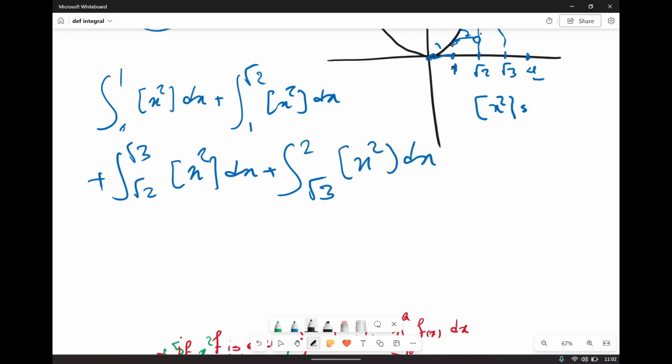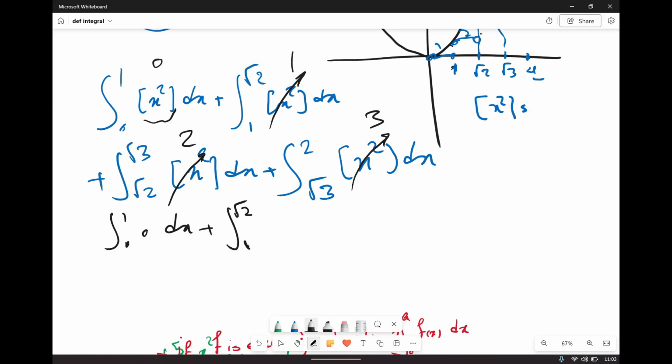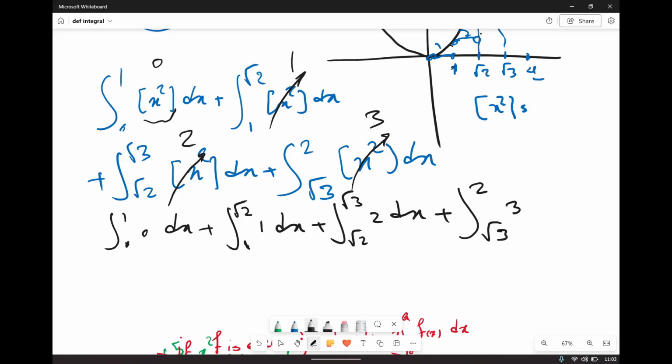What about the values? I told you this part is 0, between 1 and radical 2 is 1, this part is 2, and this part is 3. Therefore, our answer is integration of 0 till 1 of 0 dx plus integration 1 until radical 2 of 1 dx plus integration of radical 2 to radical 3 of 2 dx, and the last one integration radical 3 until 2 of 3 dx.